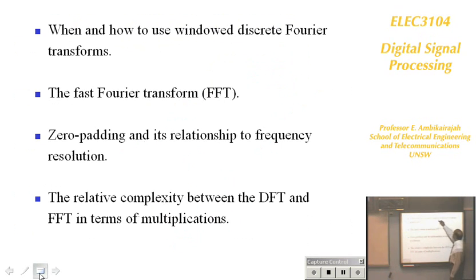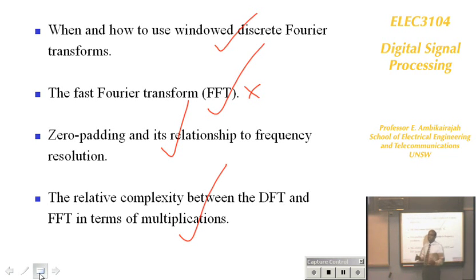Then when and how to use a window for the discrete Fourier transform. For a speech signal, you have to have a window. You can't have a small window. You can't have a long window. Fast Fourier transform: the algorithm you haven't learned yet, but the property. What is zero padding? And what's the relationship to the frequency resolution? What's the complexity difference between DFT and FFT? You don't need to derive the table, but you need to have some idea.